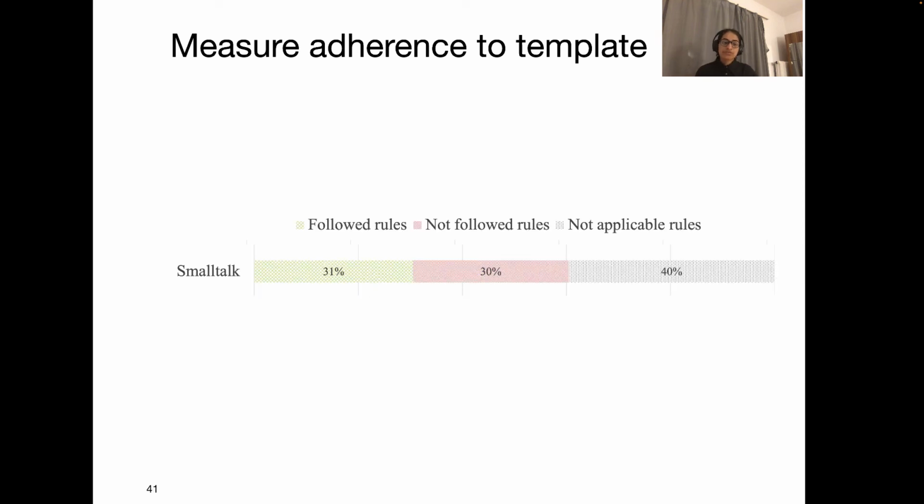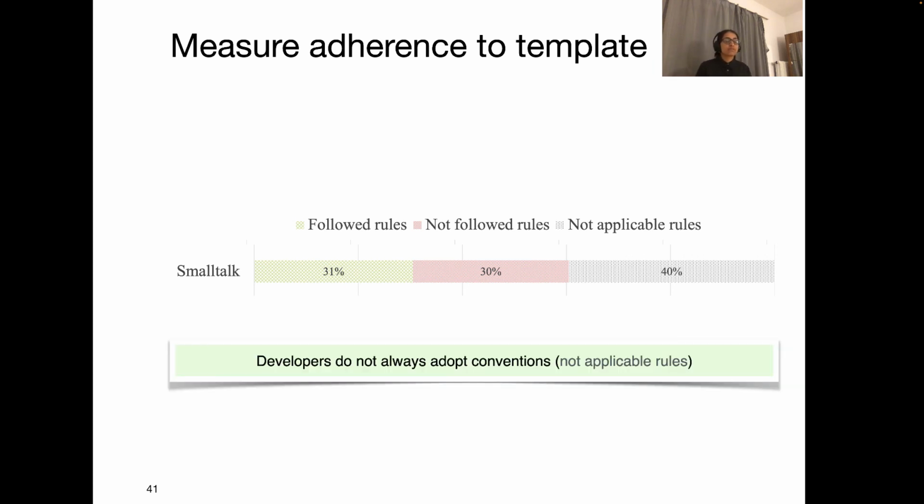Then, in addition to the rules that were followed or not followed, there were a lot of rules which were not applicable to comments. For example, the template suggests developers write a summary and then how this summary should be written. If there is no summary, then how it should be written is not applicable to the comment. So we found 40% of such rules, which shows that developers do not always adopt convention.